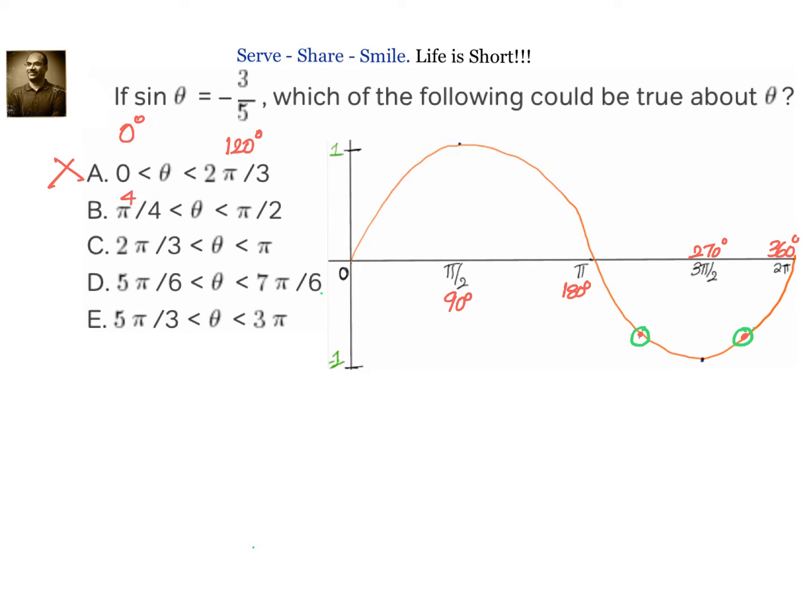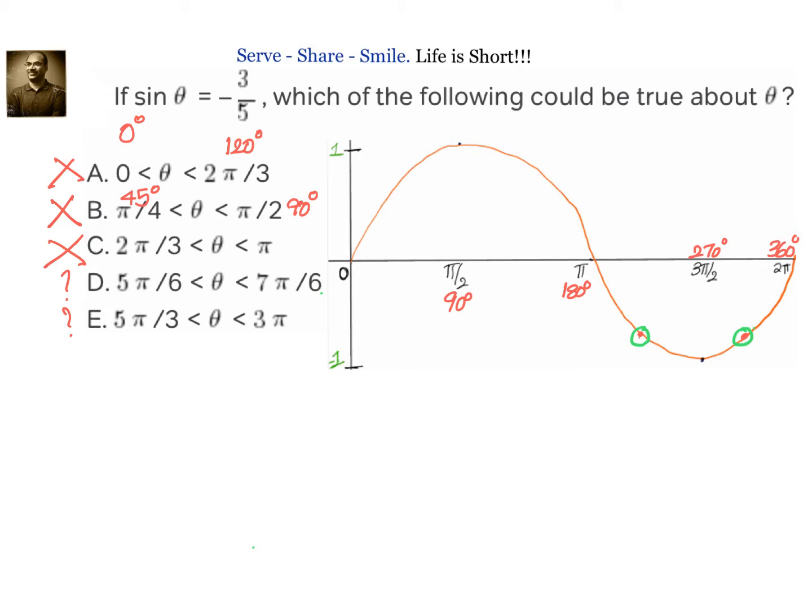Next one is pi by 4 to pi by 2, that is 45 degrees to 90 degrees, which means we are somewhere here, so that is also positive, so I can rule out option B also. C is 2 pi by 3 less than theta less than pi. Less than pi itself tells us that it is less than 180 degrees, so I can rule that out also. Now the only options we are left with are D and E. One of them should be correct, as it is a single correct answer question. So if we are able to rule out D, then we know E is the correct answer.